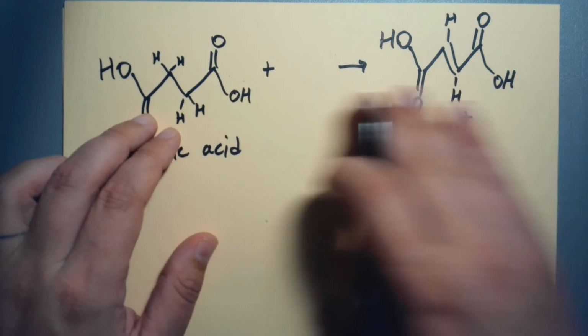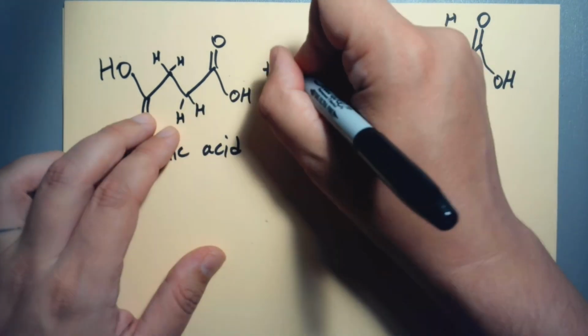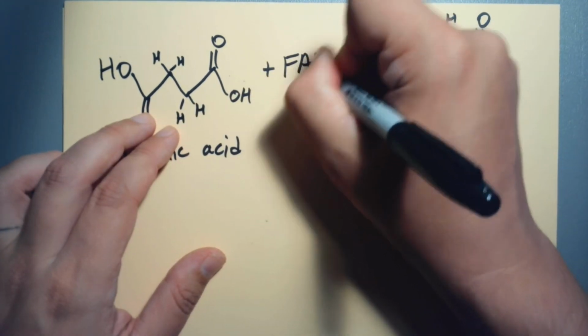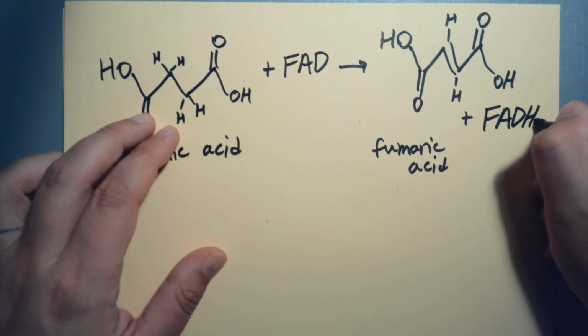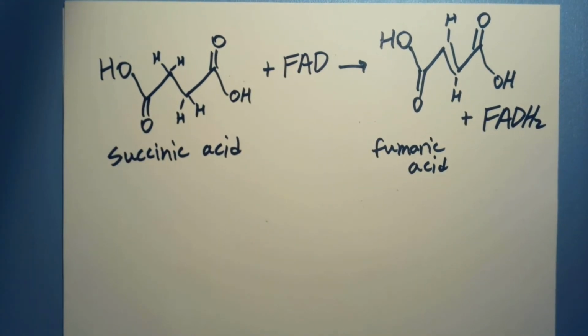And we're changing the number of carbon-carbon double bonds. So that means that FAD is going to be involved. And so we're going to get FADH2. It's as easy as that. So this is a fully balanced chemical equation.